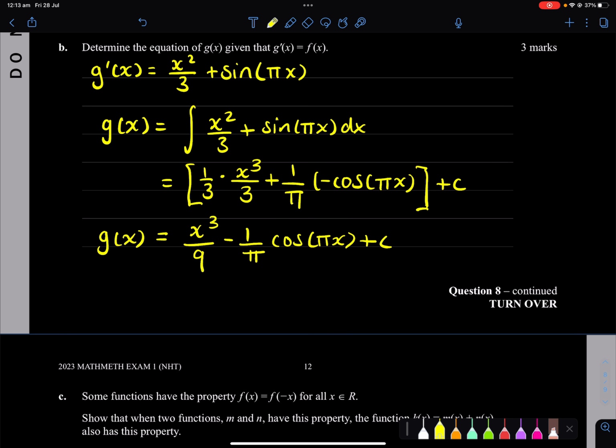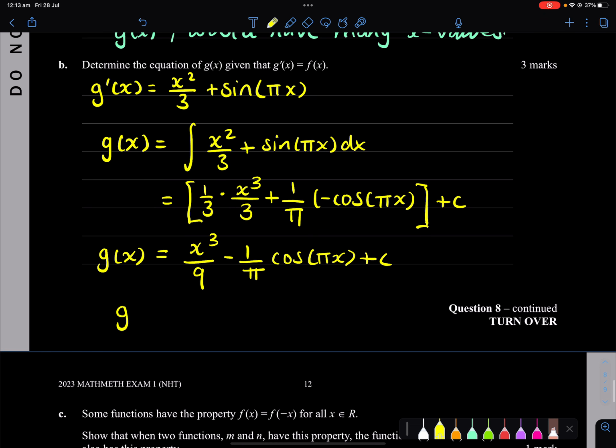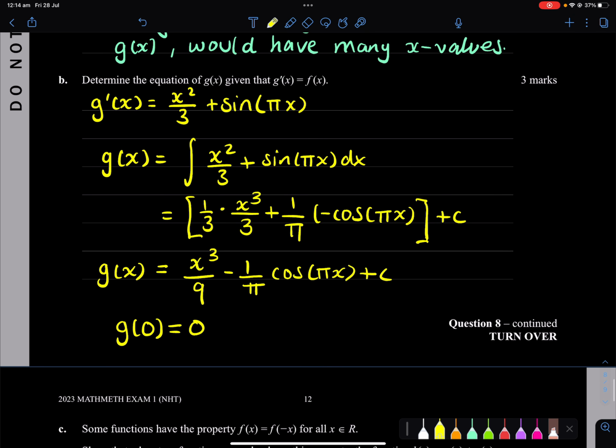Now we can find the value of c because when the x value is 0, the y value is 0, because that's the origin. They told us that. So 0 is equal to negative 1 over pi times cos 0, which is 1, so just 1, plus c. So your value of c is 1 over pi.